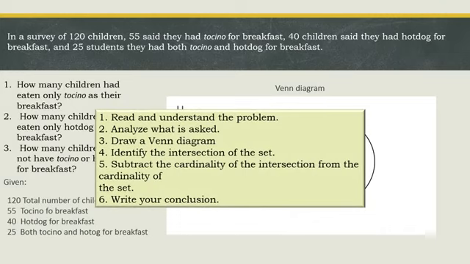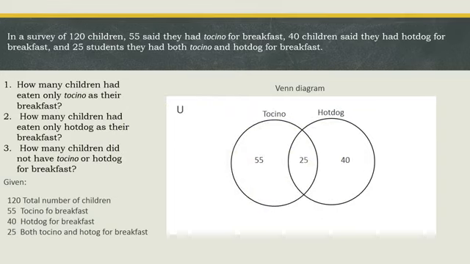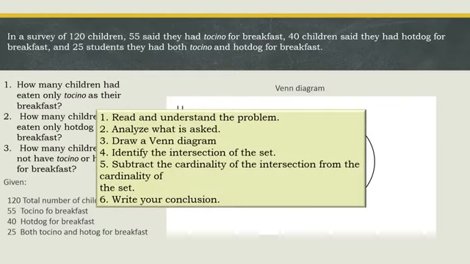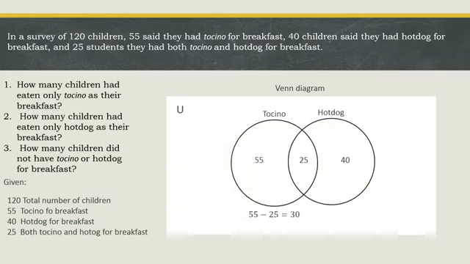Then afterwards, step number 5, subtract the cardinality of the intersection from the cardinality of the set. Let's do this. So naa kay 25 kabuok ganahan sa breakfast. And ingon sa step number 5, subtract the cardinality sa imong intersection sa imong set tocino. Subtract the cardinality of the intersection from the cardinality of the set. So that is 55 minus 25, and that is equal to 30.